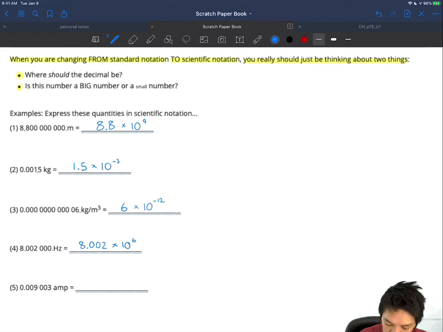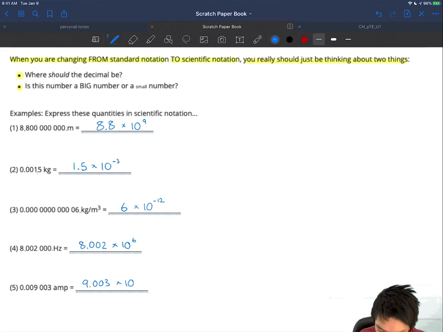For the very last example we have here, where is a decimal supposed to be? After the first non-zero number. So it's going to be after the 9. Alright, and there is another non-zero number after the 9. Okay, it comes after 2 zeros, so we have to write that there. And now we do times 10 to the something.